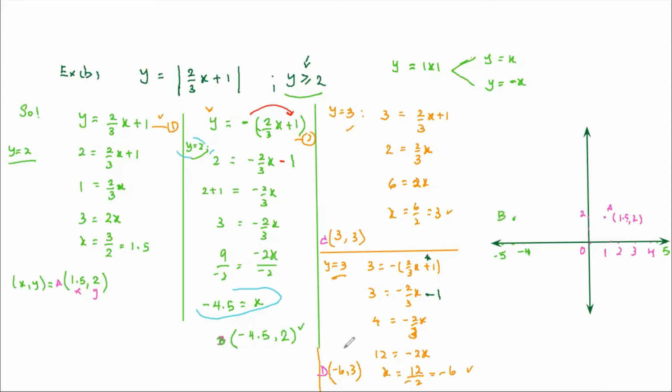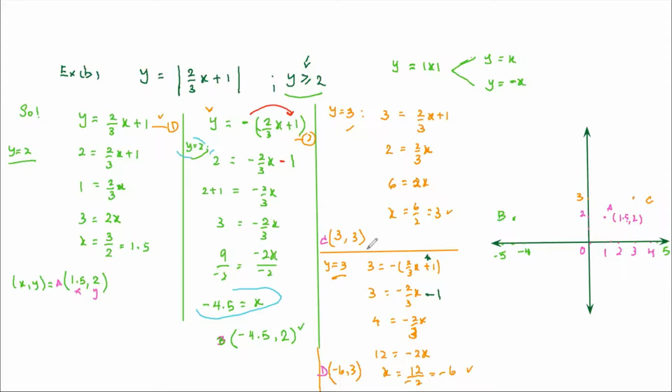Now we plot the next one, C. I use orange. So 3, 3, right? So X is 3, Y is 3. So 3 should be around here. 3 up here. So this is point C. Okay. 3, 3.